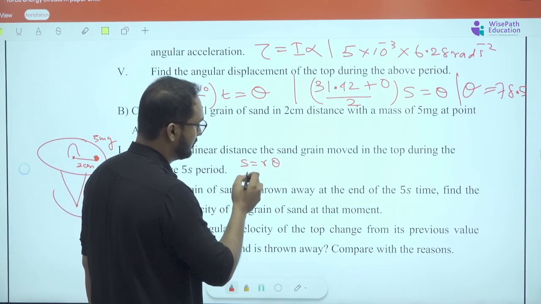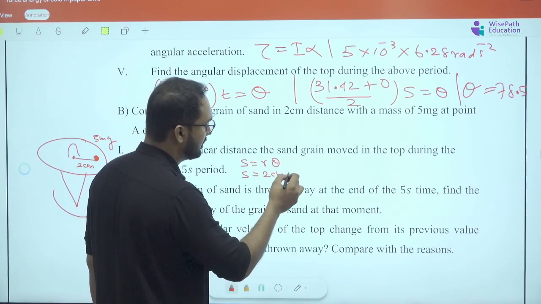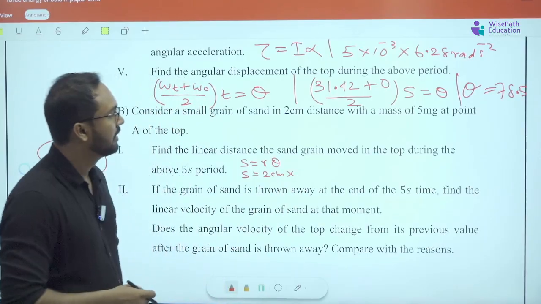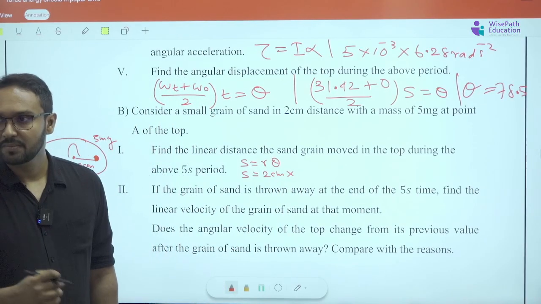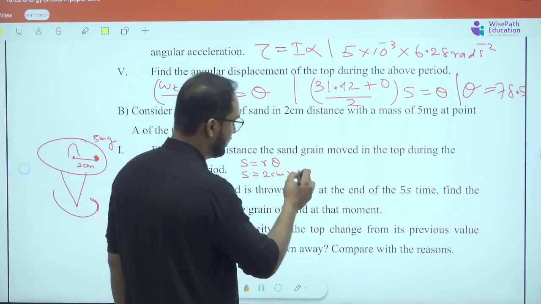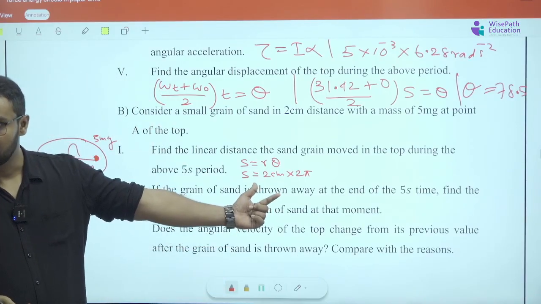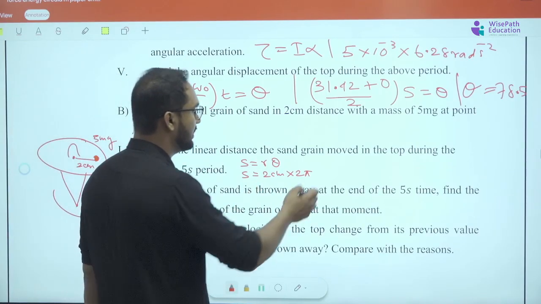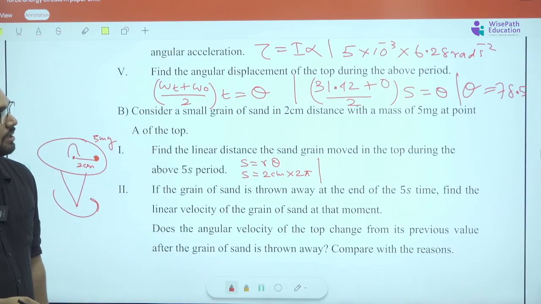So S is equal to r, the radius, given how much? 2 centimeters. We'll take it in centimeters, and the theta is how much? You rotate one rotation, that is 2 pi. Yes. This is the distance per one rotation. Now, how many rotations has happened? 78.5, right?